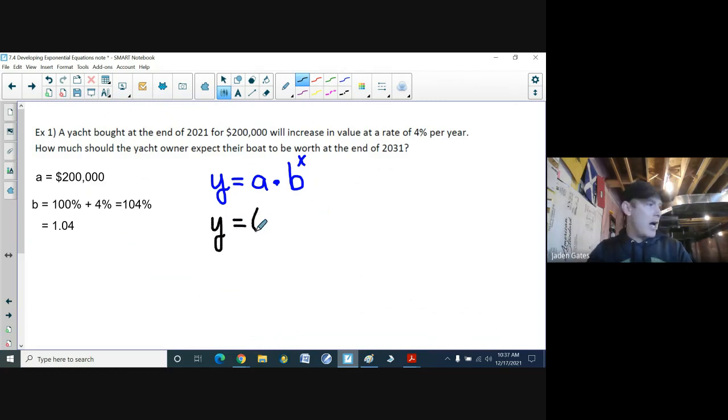So our exponential equation, I can substitute in: y equals, I have 200,000 as my starting amount. That's the money value. Our multiplying factor is 1.04. And you can see that is greater than 1, so this is an exponential growth equation. And then we have our x.